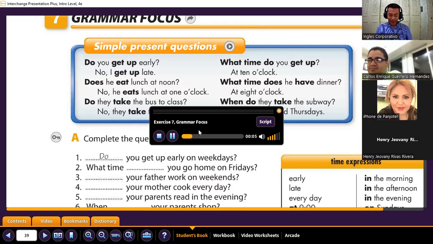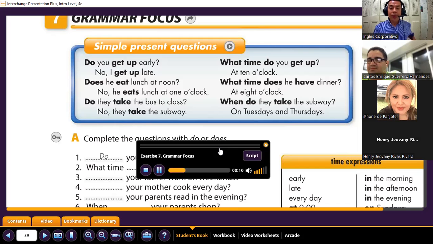Grammar focus. Simple present questions. Do you get up early? No, I get up late. Does he eat lunch at noon? No, he eats lunch at 1 o'clock. Do they take the bus to class? No, they take the subway. What time do you get up? At 10 o'clock. What time does he have dinner? At 8 o'clock. When do they take the subway? On Tuesdays and Thursdays.